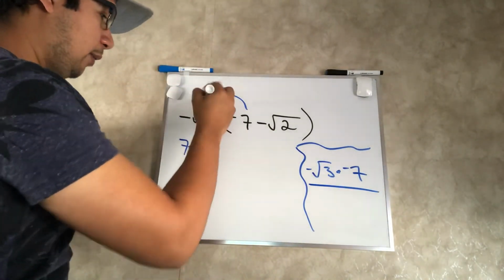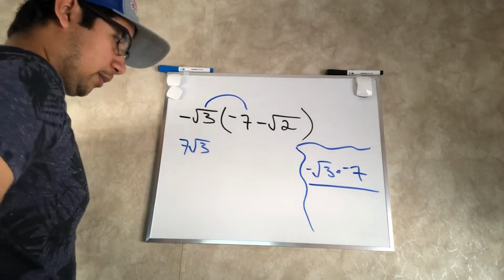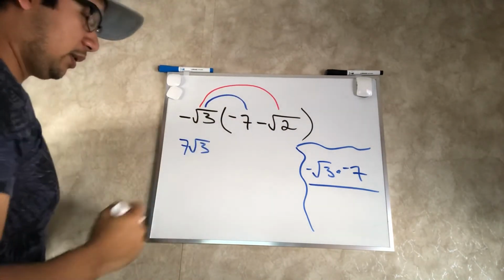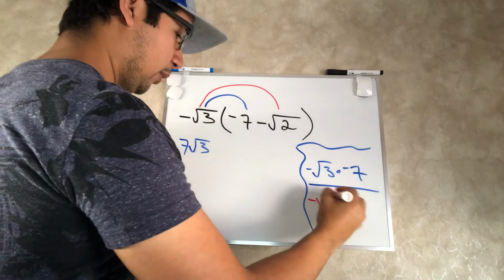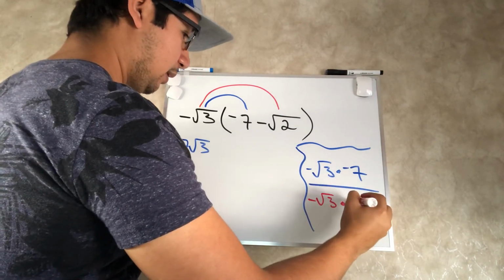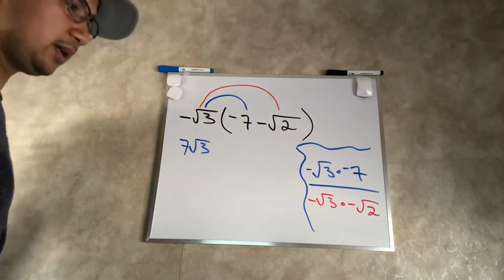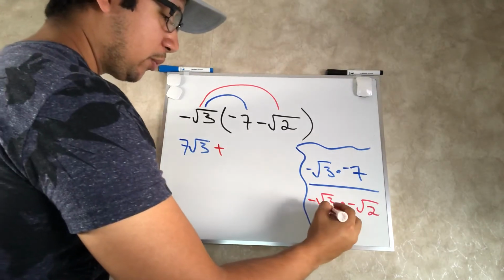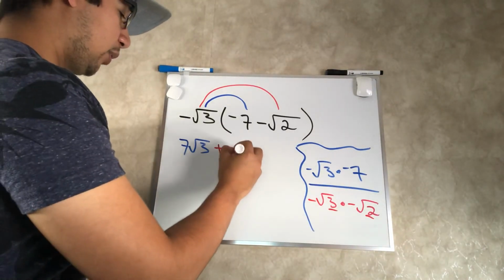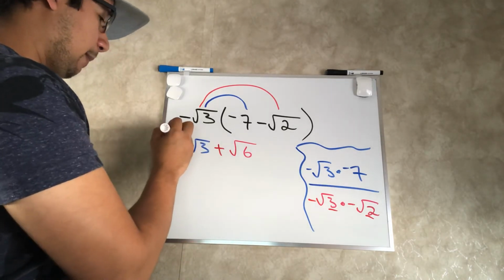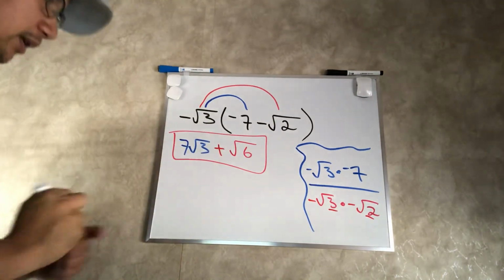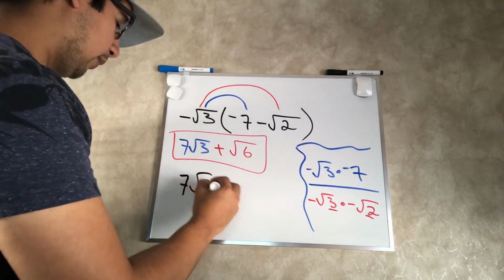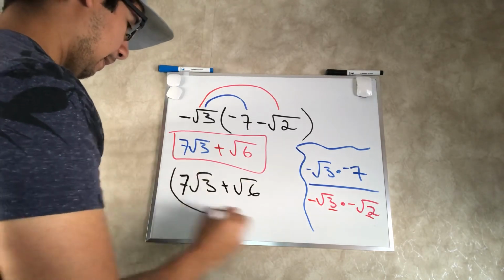And then for this other part, I'll do it in red: negative square root of 3 times negative square root of 2. A negative and a negative is a positive, so our answer is going to be positive. Remember, when you have two square roots, you multiply what's inside. So we have square root of 6. And that is your answer: 7 square root of 3 plus square root of 6.